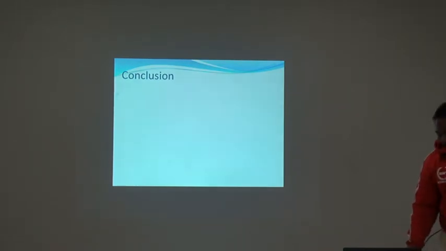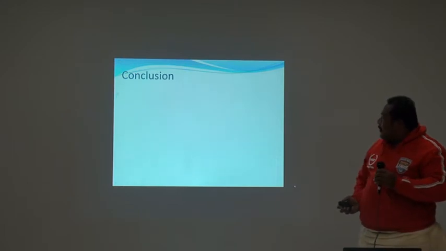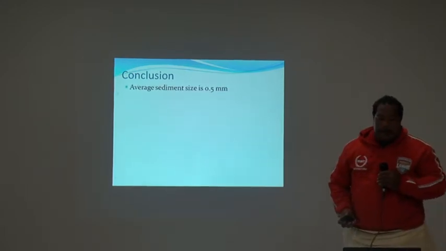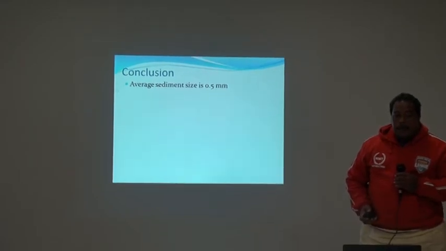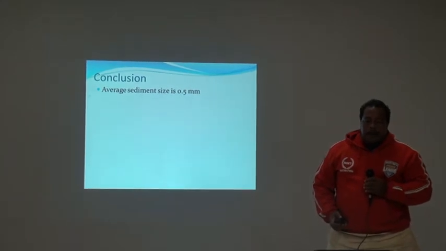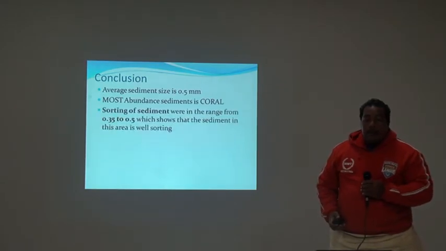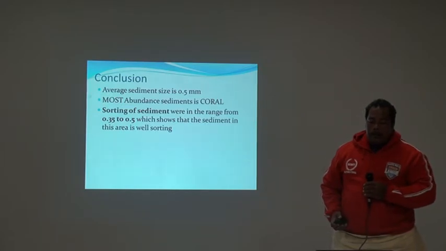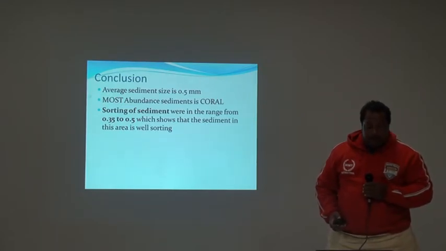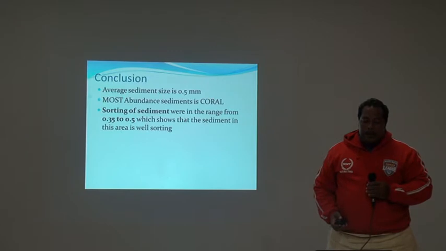We move on to the conclusion of our presentation today. As you can see, we'd like to stress a few points on the slides. The first one is the average size of sediment in this beach is 0.5 millimeter. The most abundant sediment type is coral. And the sorting, as we have shown in our table, ranges from 0.35 to 0.5, which shows that the sediment in this area is well sorted.